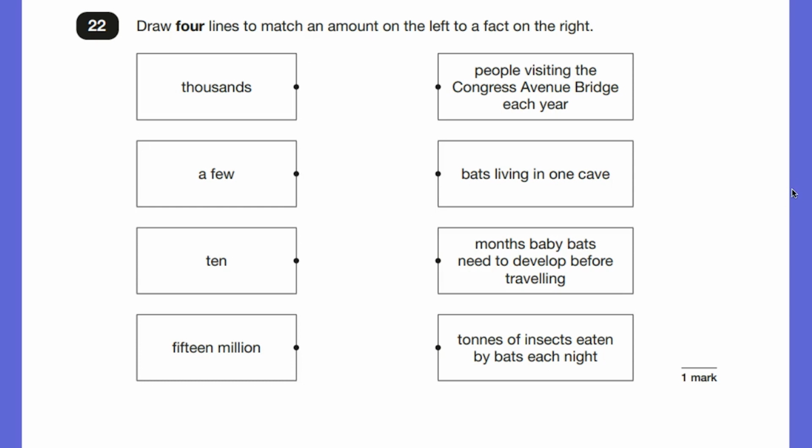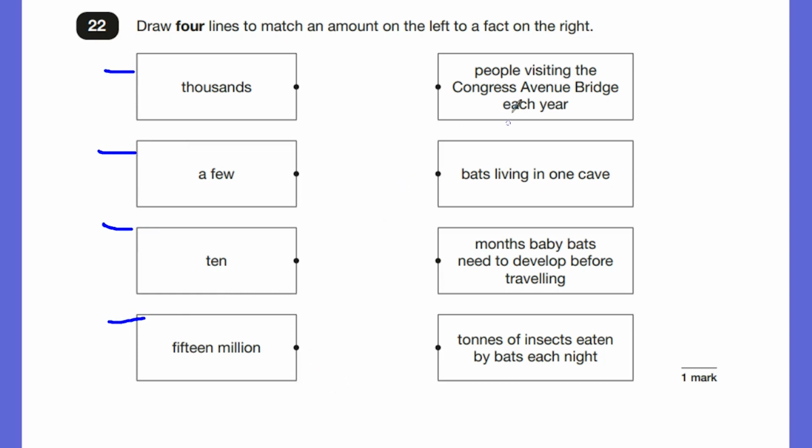Question 22. Draw 4 lines to match an amount on the left to a fact on the right. This is a simple question where we're having to join these up, but we will have to go back to the text to check. So we've got thousands, a few, 10, and 15 million. From just reading the text, you may be able to remember, but it's a good idea to check.